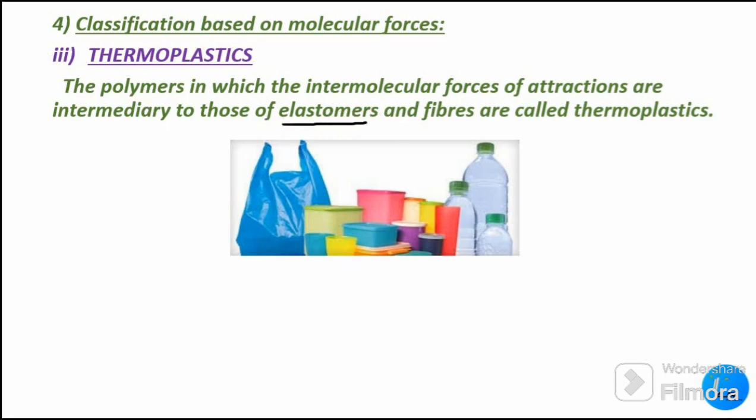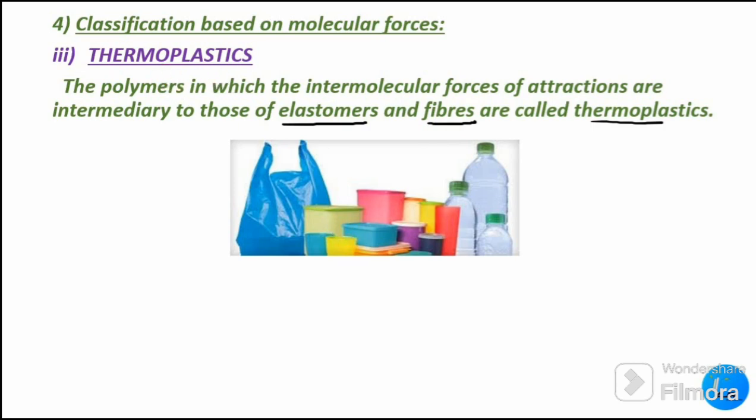So, in the case of elastomers, we have the weakest intermolecular forces. In the case of fibers, we have hydrogen bonding and dipole-dipole interaction as the intermolecular force. Whereas in the case of thermoplastics, we have an intermolecular force of attraction which lies between elastomers and fibers. And these are the examples of thermoplasts.